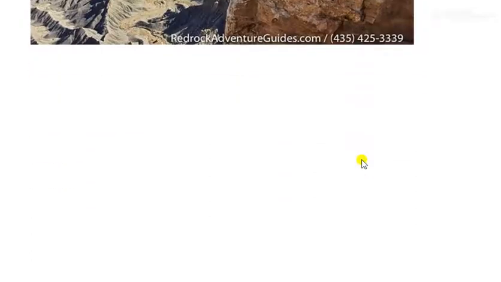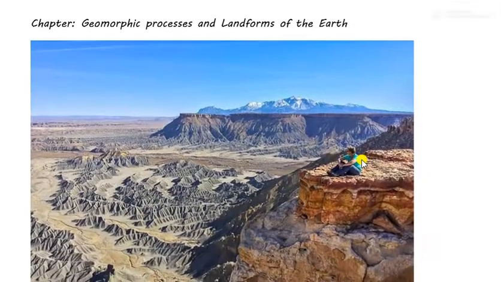In the last class, I gave you an introduction about what geomorphic processes are, what the landforms of the earth are, and what geomorphic process actually means. Just to revise, geomorphic process is the scientific study of the changes that take place on the landforms of the earth.